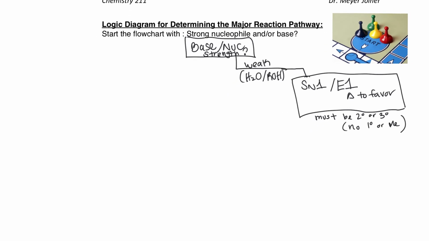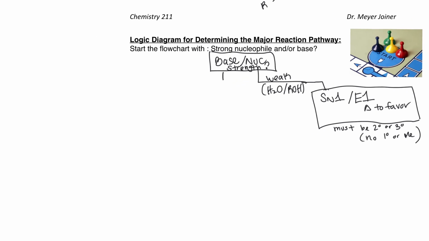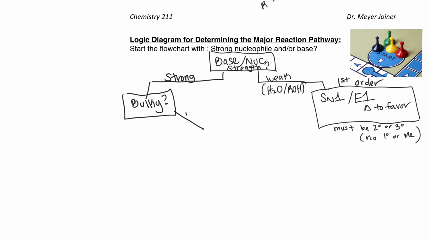Okay, so how about the other scenario? What if we have a strong base/nucleophile? So if our answer to the question is that, hey, what's over the arrow? Something that's a weak base or nucleophile, we do SN1 or E1. We're in the first order land. If we say it's a strong base or nucleophile, we might ask this question next. Is it bulky? Why do we ask that? Well, you might have noticed the trend. The things that like to be bases only are too bulky to be good nucleophiles.